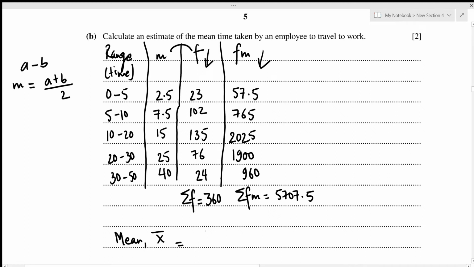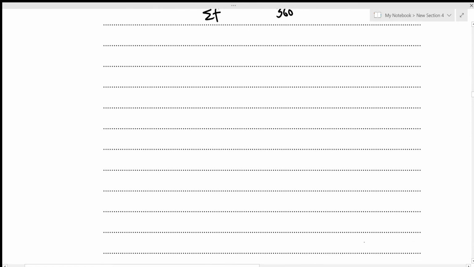We know the formula to be summation Fm divided by summation F, and we have the value for both of these figures, so that's going to be 5707.5 divided by 360, which gives us the value for the mean as 15.854. This concludes the third question. Let's move on to the fourth one.